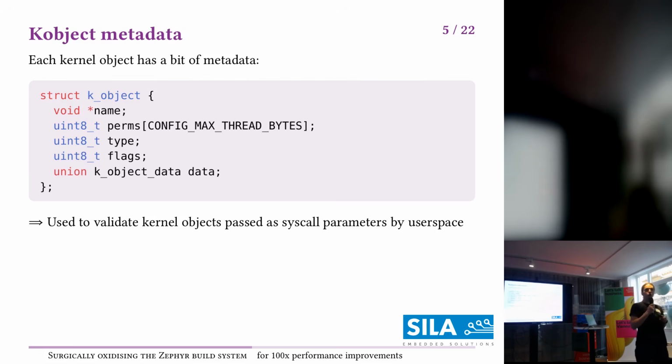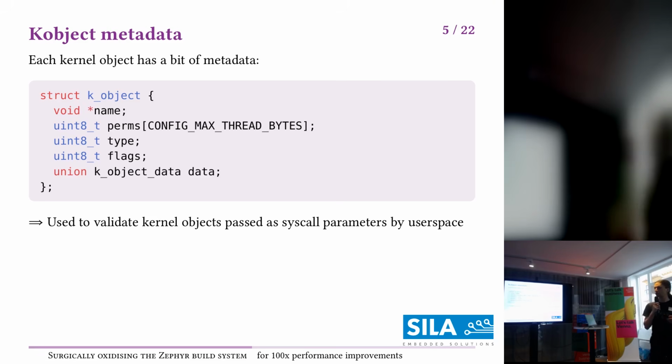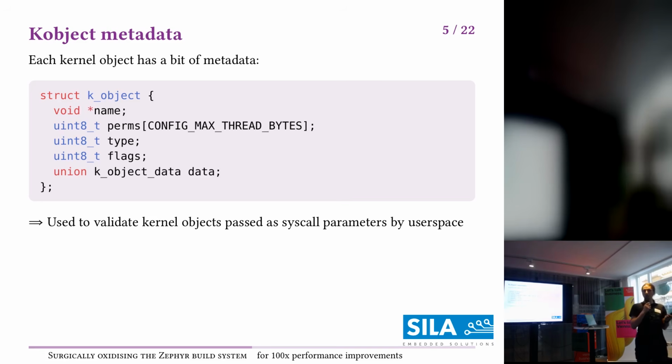To track who can access which kernel object, there is this struct k_object in the Zephyr kernel. For every kernel object that exists, so for every mutex you create, for every pipe you create, there is one such struct k_object. It has the name of the object, which is really just the address of the kernel object, so the address of your pipe, for example. It has the permissions, which is 1 bit per thread, which thread is allowed to access this kernel object. But also, is this a pipe, is this a mutex, and so on, and some extra data.